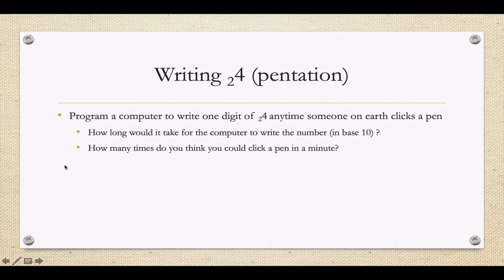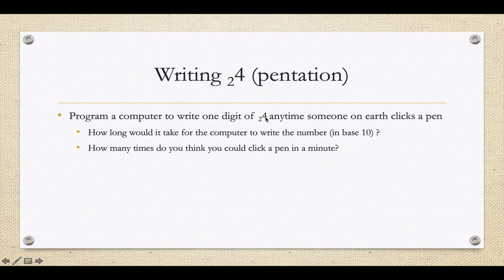What we're going to do is we're going to program a computer, or we're going to suppose that somebody could program a computer to write one digit of this absurd number anytime someone on Earth clicks a pen. I was trying to think of something people could do really quickly, and I had a pen in front of me, and I started clicking it while I was thinking, because I do that when I fidget a little bit. And then I was thinking, man, that's pretty quick. Maybe I can use that as my example. So that's what I ended up doing. Anytime anyone on Earth clicks a pen, this computer is going to write one digit of this number.